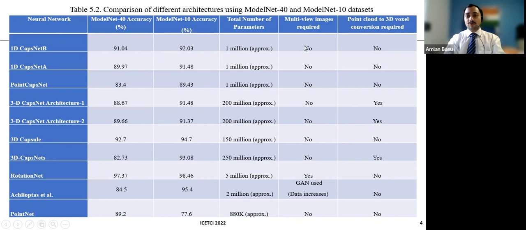At the same time, we are not using multi-view images, which means we don't use data augmentation. We are not doing any kind of data augmentation by taking pictures of the same objects from different view angles and making the dataset bigger. Moreover, the architectures that we have developed don't require any conversion from the raw point cloud dataset to 3D voxel grids. So these are some of the advantages that we have been able to achieve from these architectures.